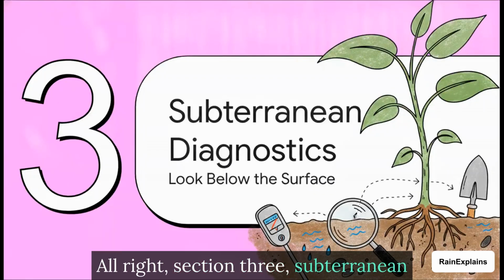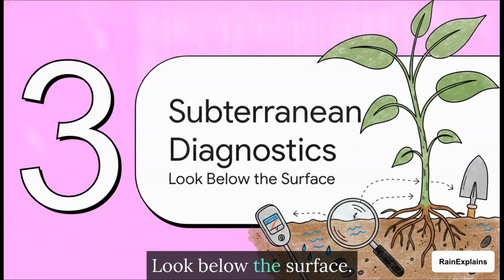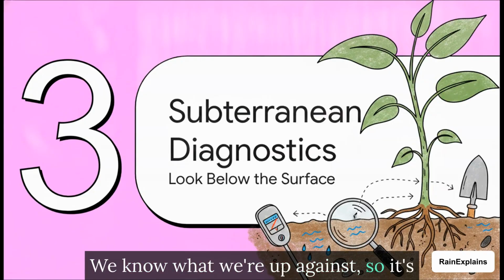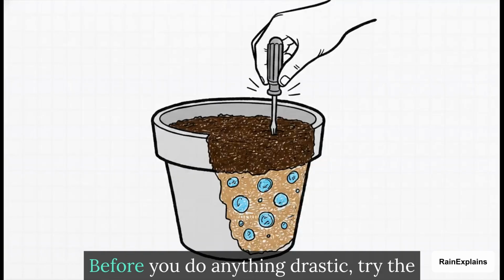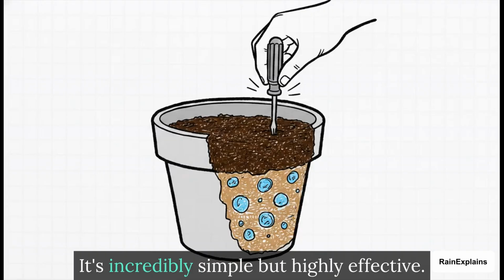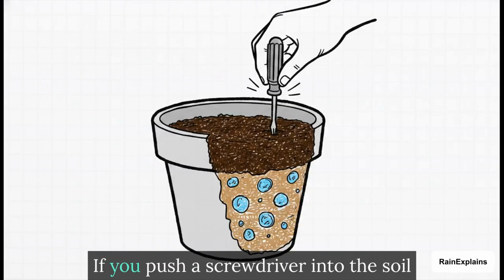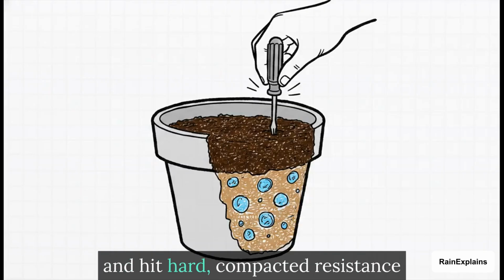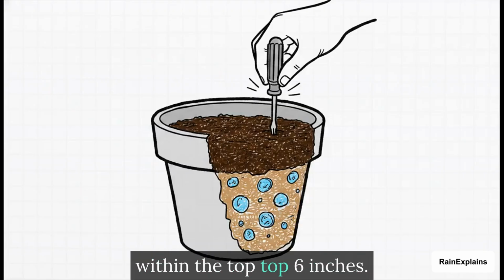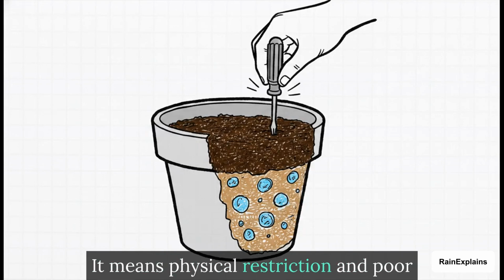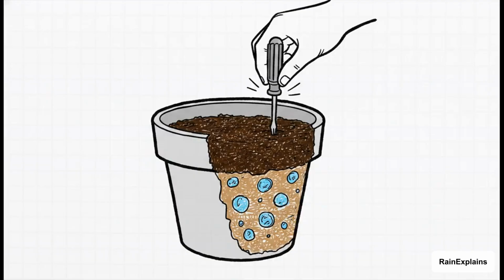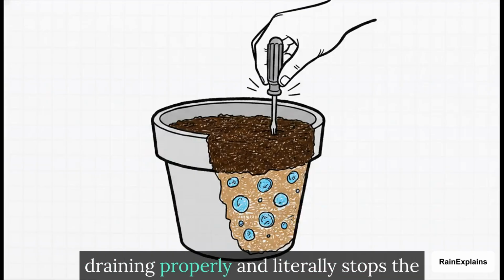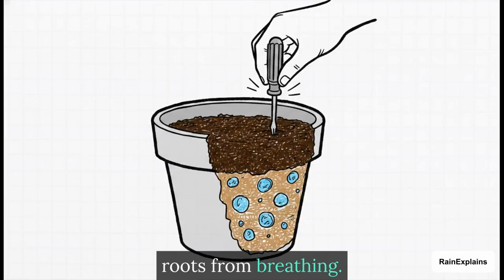All right, Section 3, subterranean diagnostics. Look below the surface. We know what we're up against, so it's time to pull out our diagnostic tools and gather the physical evidence. Before you do anything drastic, try the screwdriver test. It's incredibly simple but highly effective. If you push a screwdriver into the soil and hit hard, compacted resistance within the top 6 inches, it means physical restriction and poor oxygen diffusion are actively suffocating the root system. This compaction prevents water from draining properly and literally stops the roots from breathing.